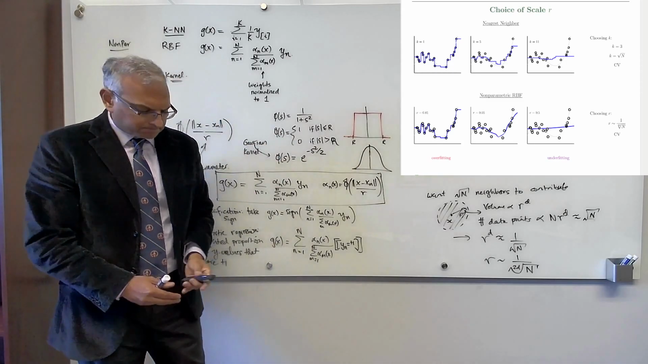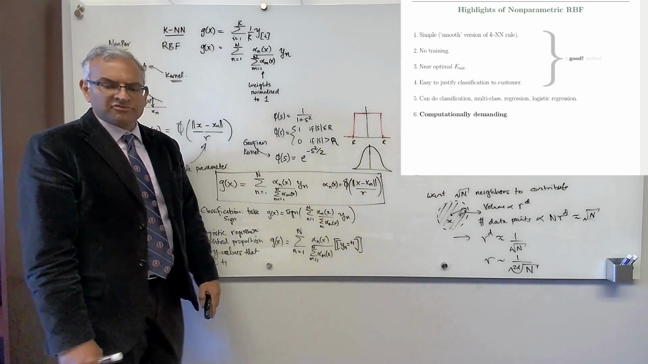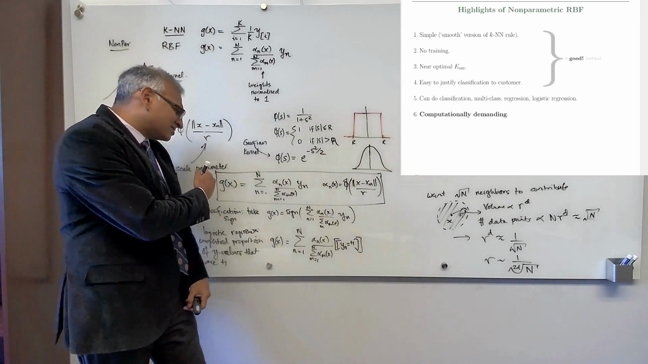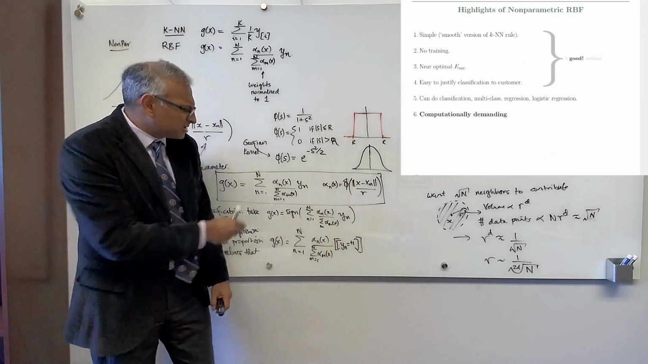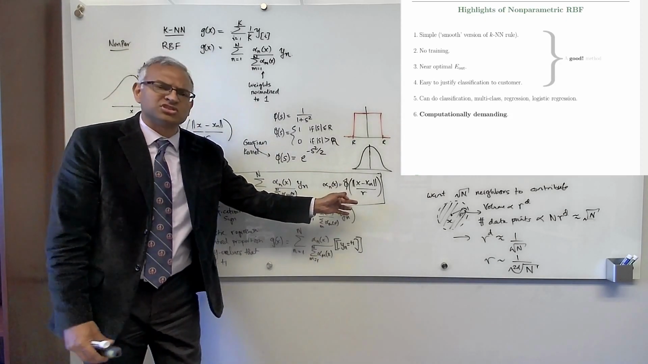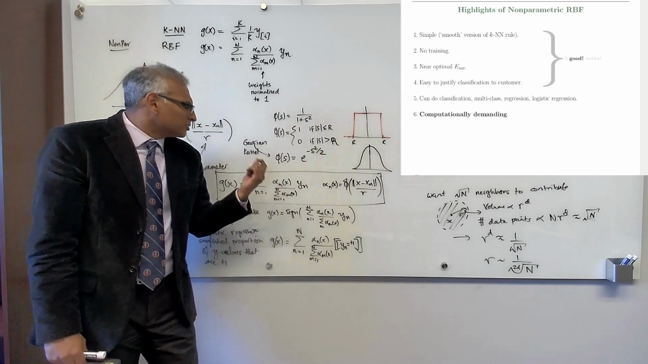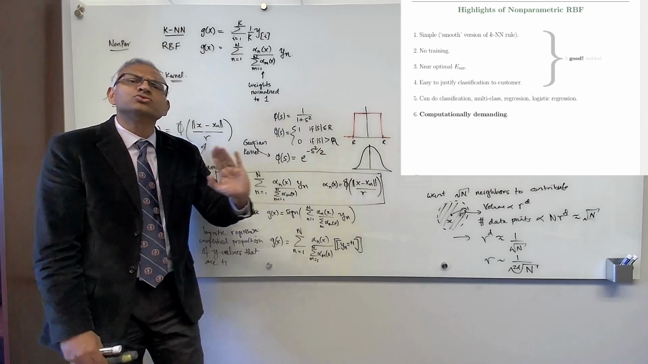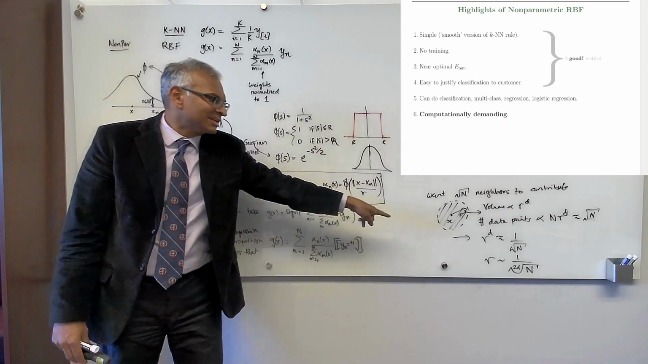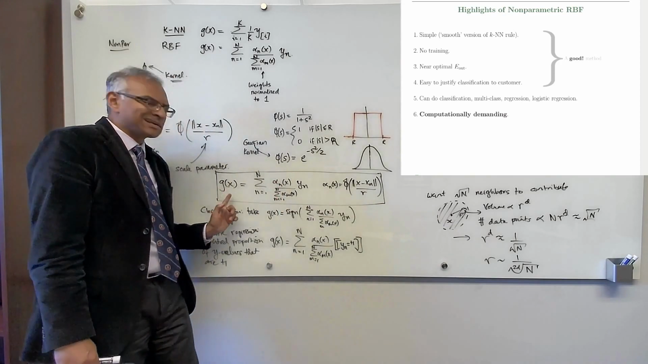Okay, now let's summarize the nonparametric RBF. First, it's just as simple as the k-nearest neighbor. We have to implement some slightly more complicated functions, the Gaussian kernel. But basically, once you have your data, there's no training other than maybe heuristically setting r as we have shown below. But there's no training. You're ready to go and classify.